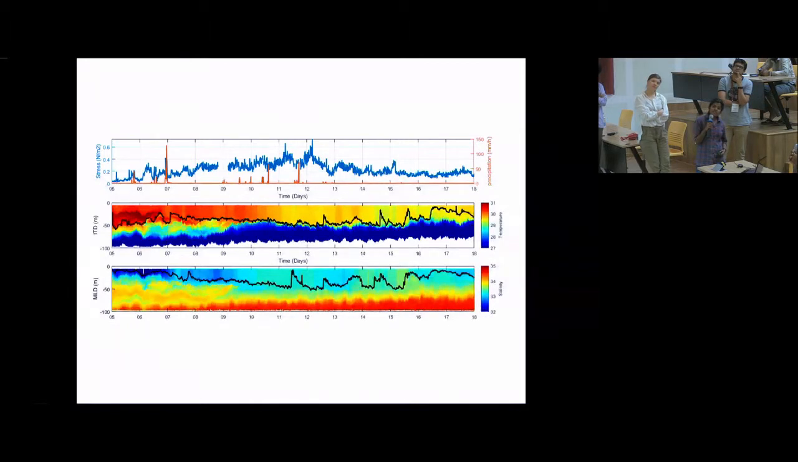We got a clear picture: it was very much stratified during the beginning, and it started mixing up because of the precipitation, and we saw some sort of shoaling of the MLD because of this fresh water from precipitation. These are the observations. Thank you.